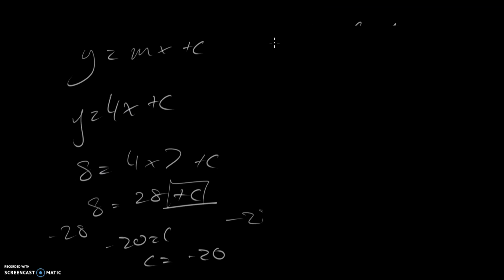So now that we know c is minus 20, and we know what our gradient is, our final answer should be y equal to 4x minus 20.